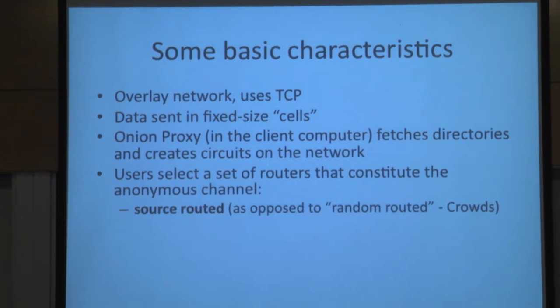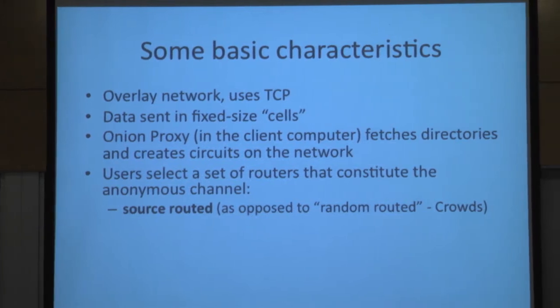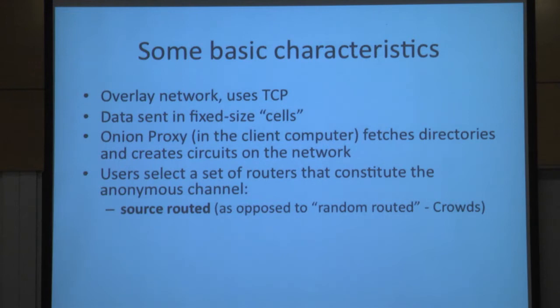Users select the routers that constitute the anonymous channel. When we say users, we mean the onion proxy, right? It's not like the user manually selects anything. But this is what is called source routing, in the sense that the initiator of the communication determines the full path of the communication all the way to the destination. And this is in opposition to other anonymous communication services, such as Crowds, that use what is called random routing. In random routing, the path is decided at every step.